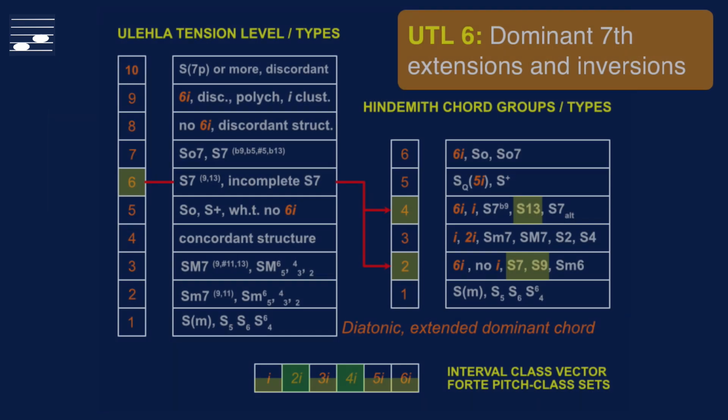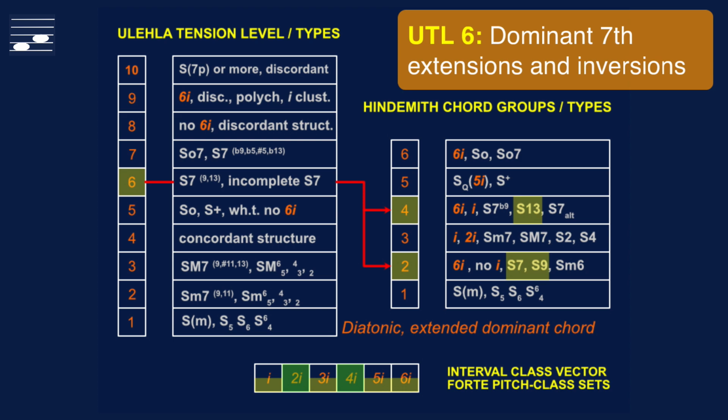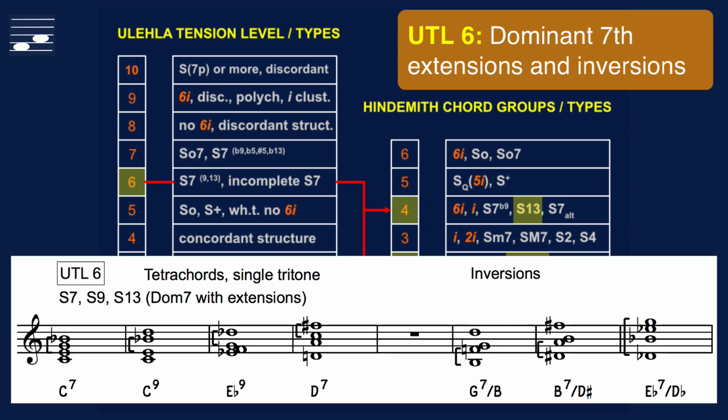At level 6 we meet the regular dominant 7th chord with diatonic extensions such as the major 9 and 13. Hindemith puts these in group 2 with a single tritone and in the higher tension level group 4. Here we see 4-part examples in various positions and inversions. I've marked the single tritone interval with brackets to the left of the chord structure.